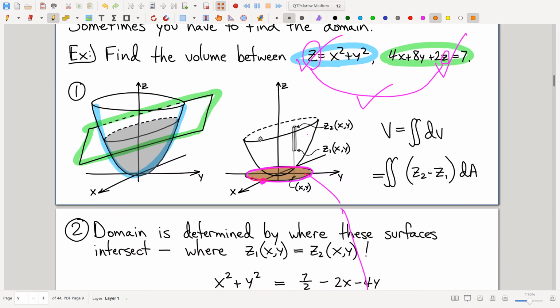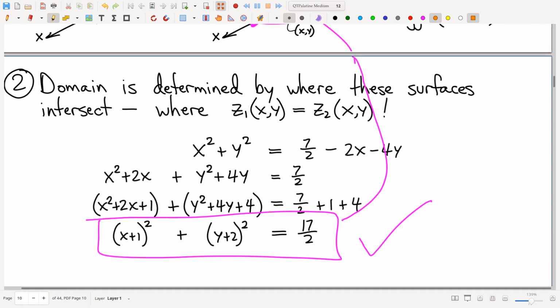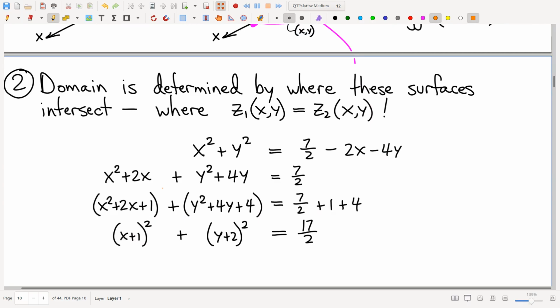Last little comment on this, and then we'll go on to the next section: you'll notice in this algebra that I had to complete the square.